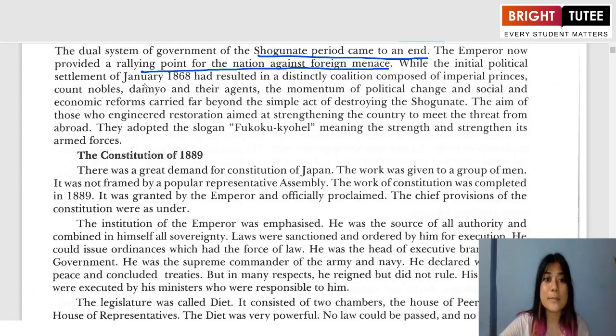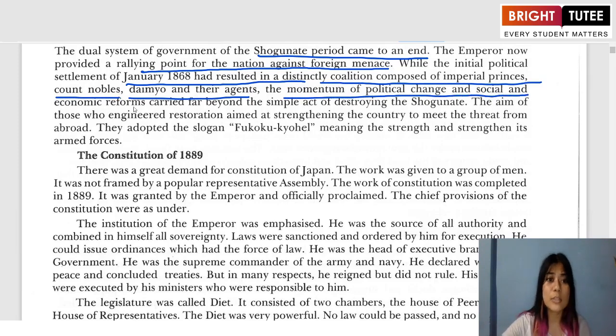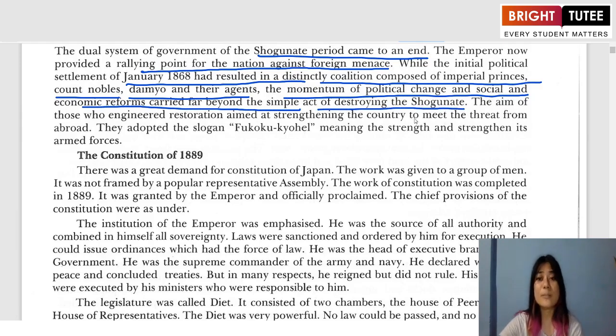While the initial political settlement of January 1868 had resulted in a distinct coalition composed of imperial princes, court nobles, daimyo and their agents, the momentum of political change and social and economic reforms carried far beyond the simple act of destroying the shogunate. The change this period saw from the middle of the 19th century was not just about bringing an end to the rule of the shoguns and reinstating the powers of the emperor of Japan, but with that it brought various changes in economy and polity.